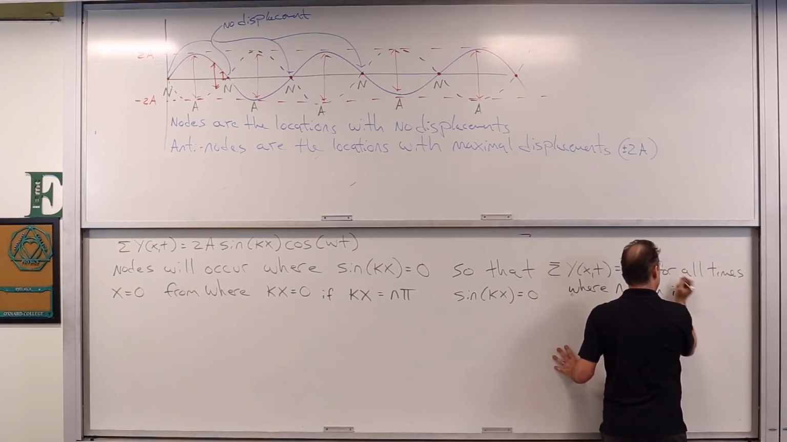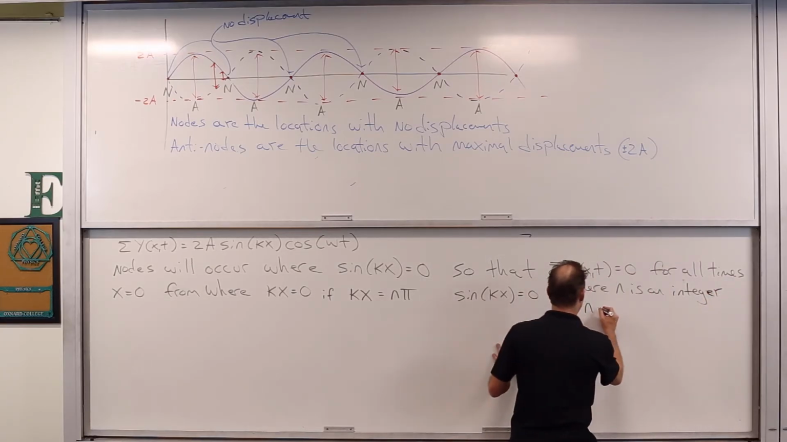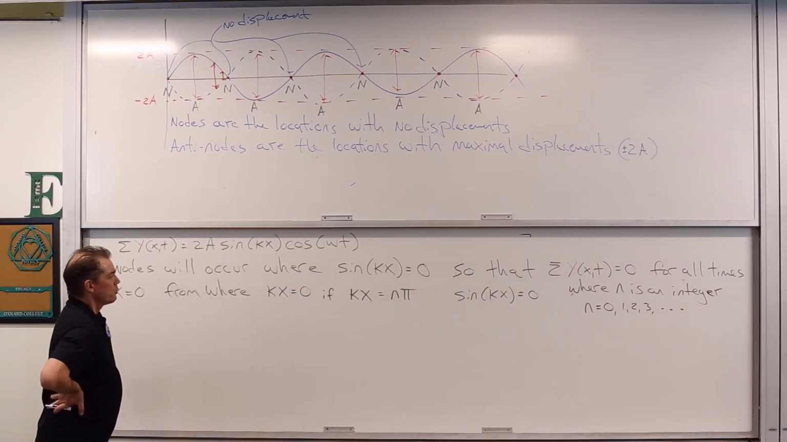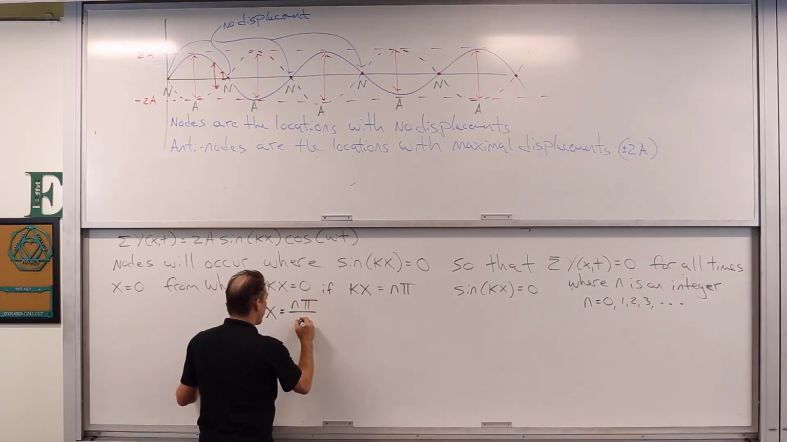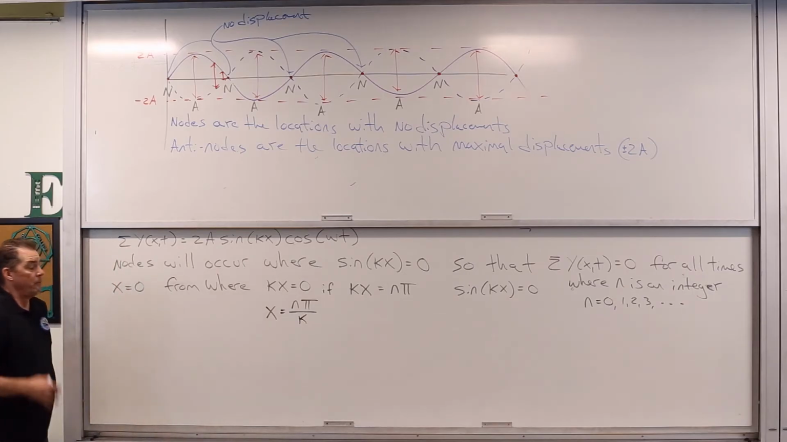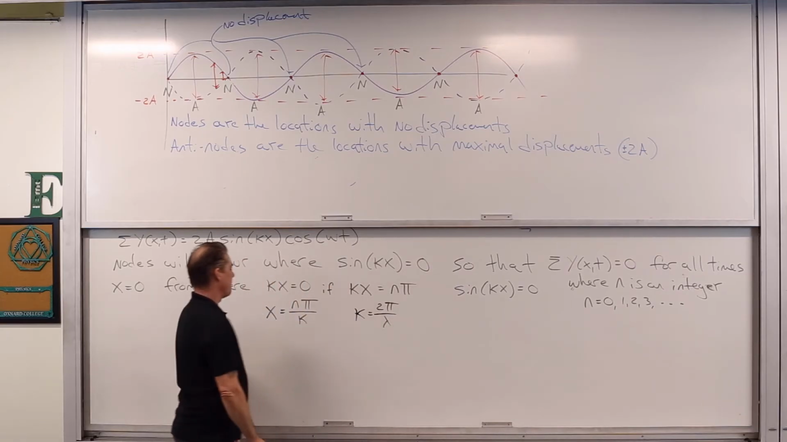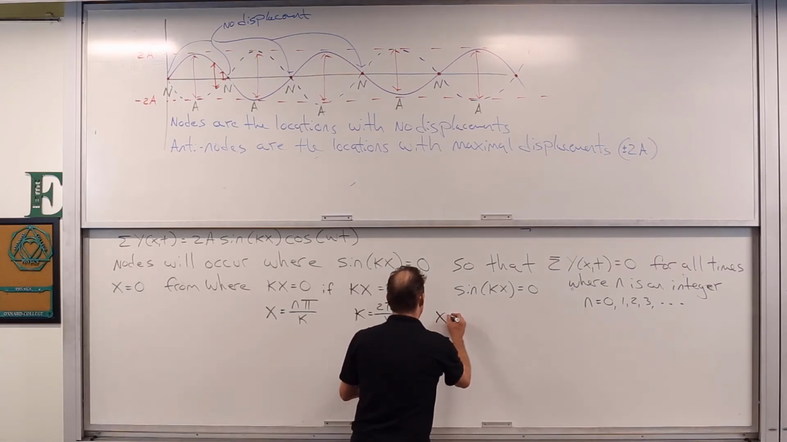So we get kx is equal to n pi. We get the sine of kx is equal to 0. This is if, so, great. All we have to do is say what n is, where n is an integer. n is equal to 0, 1, 2, 3, and so on. Great. So, that's it. What could we do with that?